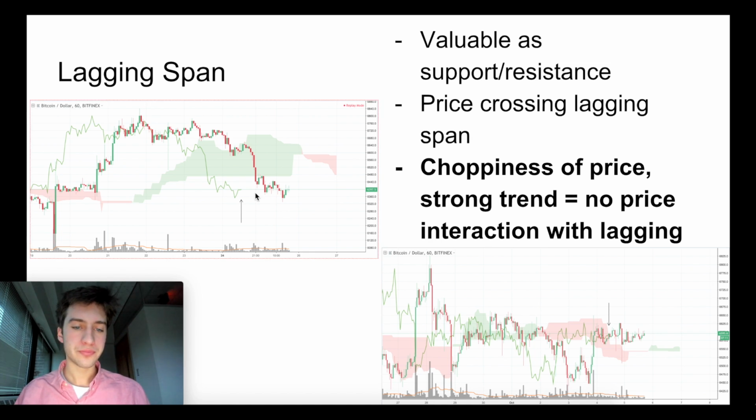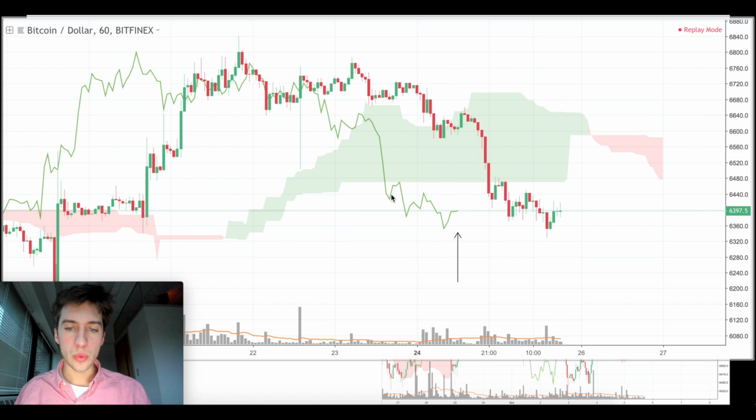So if we look here, we can see that price has not been touching the lagging span. It was touching it here, and it was touching it here, and it was touching it here. It was not touching it here.